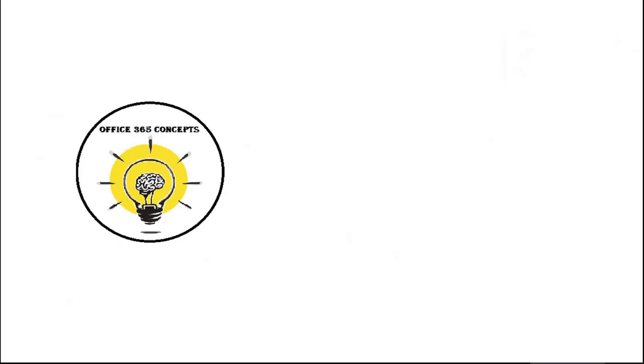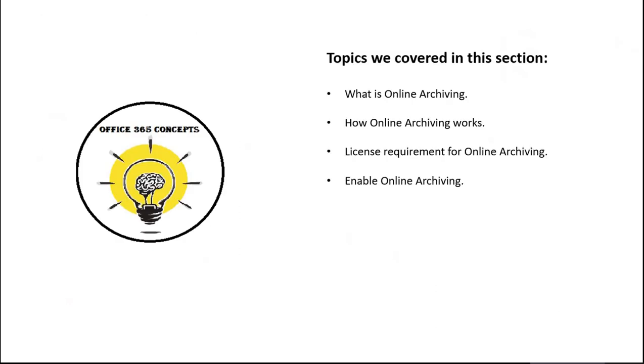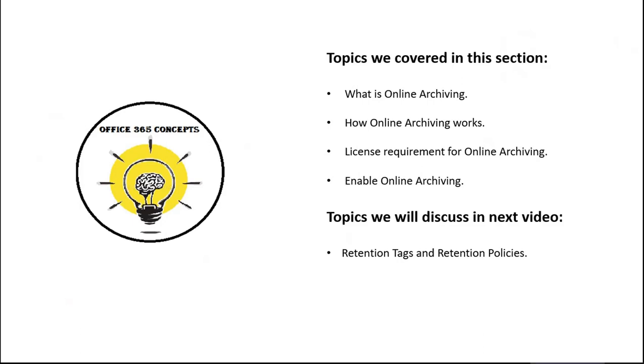So in this particular session, we have discussed what online archiving is, how online archiving works, what sort of licenses you are required to have if you want to enable online archiving for a particular mailbox. And we have discussed how you can enable online archiving from Exchange Admin Center and from PowerShell also. In the next session, I will be discussing what retention tags and retention policies are. We will be discussing how retention tags work. I will be showing you practically how you can apply a retention policy on a mailbox.